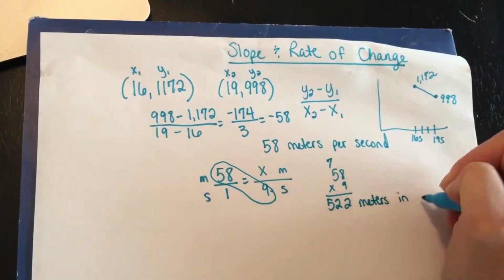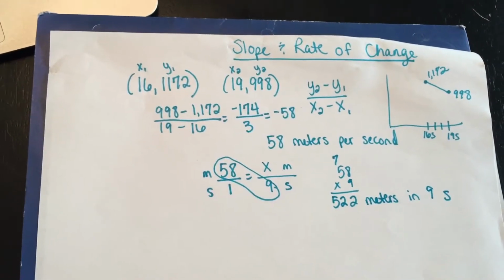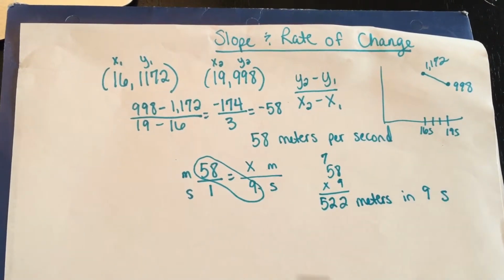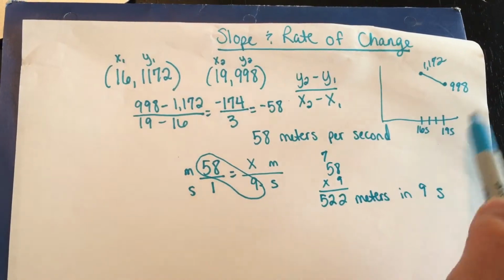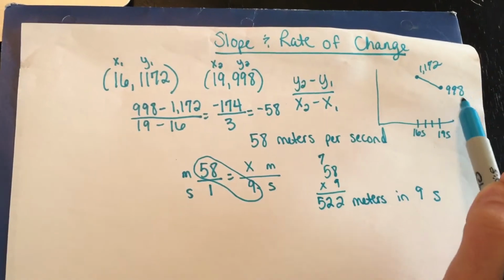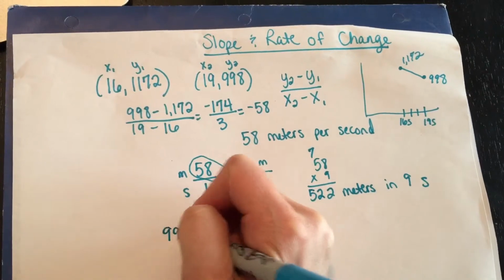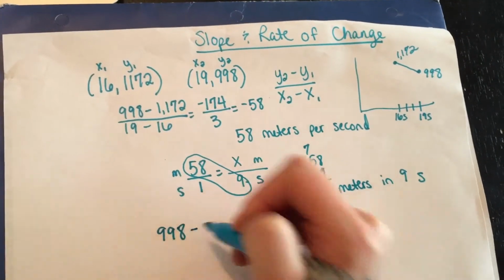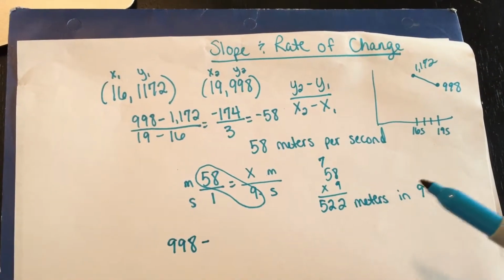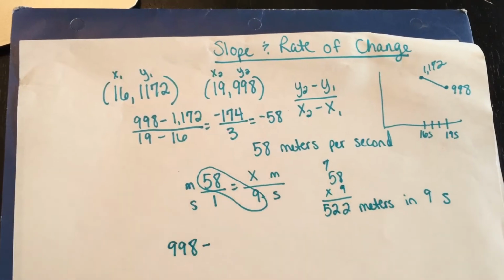Meters in 9 seconds. And then my last question says, how close to Lois is Superman after 28 seconds? Okay, this is actually a little bit tricky. So we have to go back and think about our picture of what's happening. So at 19 seconds, he's 998 feet away. So I know that I'm going to start at 998 feet. And then I have to figure out how many meters he is flying, and the difference between 19 seconds and 28 seconds is 9 seconds.